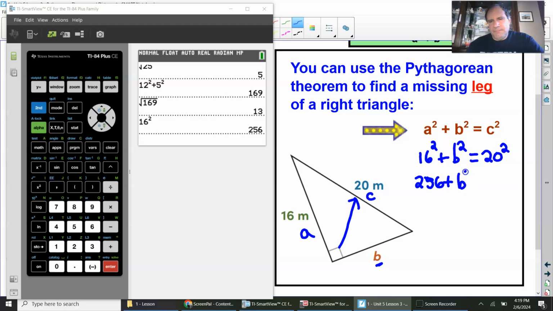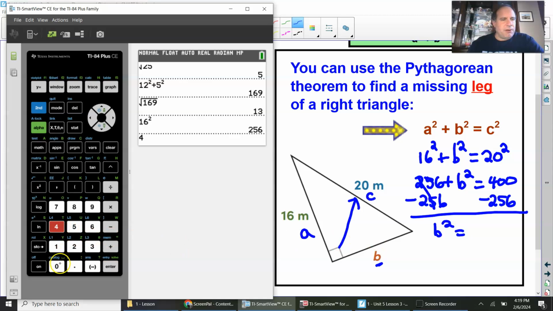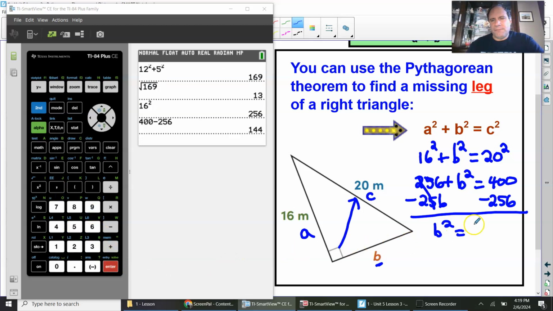Plus b squared equals 20 squared, which is 400. Now I minus 256 on both sides. This cancels. b squared equals, and we're going to have 400 minus 256, and we get 144.